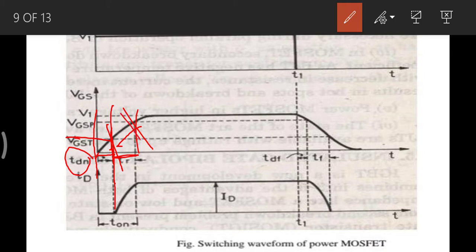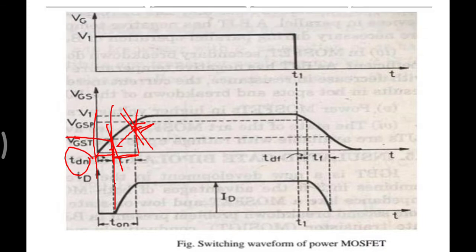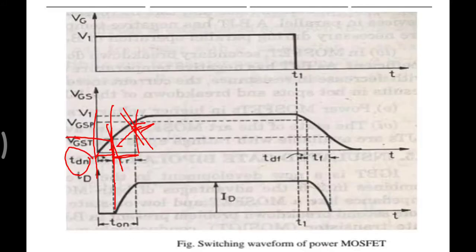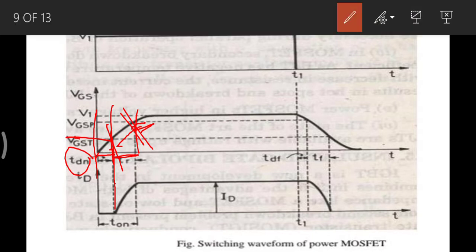After that, the gate-source voltage is fully applied, so it drives the MOSFET to the on state. This is called the rise time. So here we have to remember that the combination of both delay time and rise time is called the turn on time.